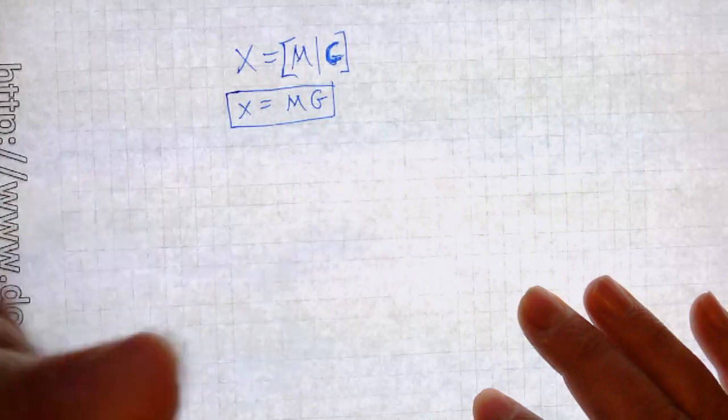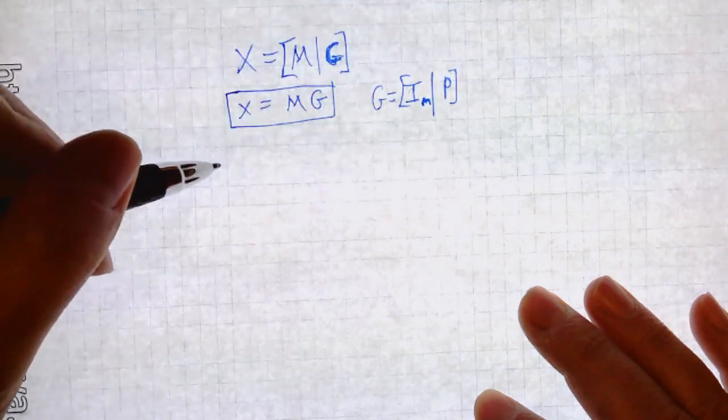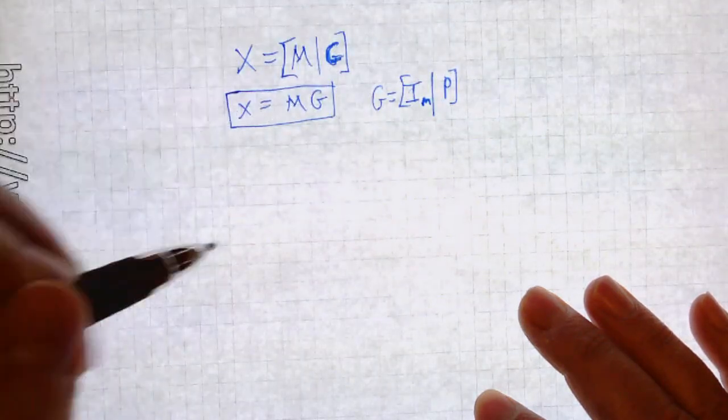So now I've got my generator, where the generator is equal to the identity matrix, which is going to be 4 by 4. That's an m by m matrix. And I'm going to have my parity matrix. So there's my generator. I'll multiply it by my message, and I'll get a code word.